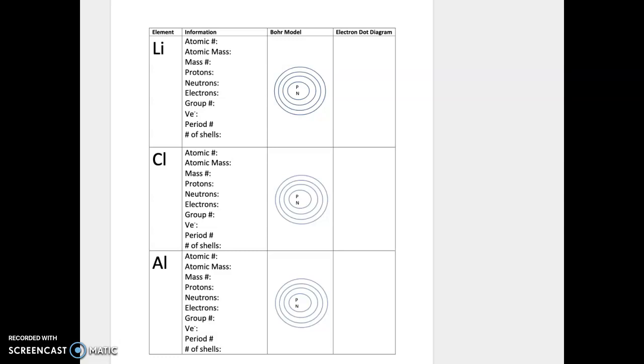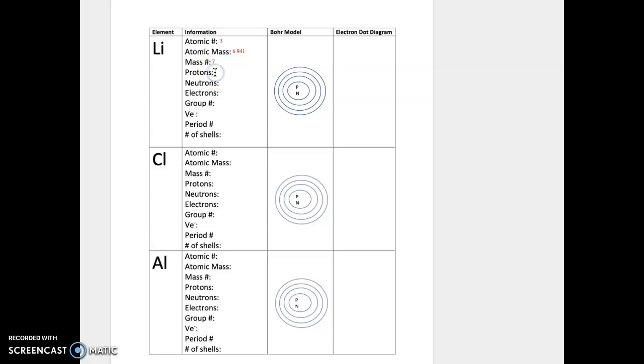All right, so on the first one, Li. On your periodic table, you will see that the atomic number for Li is 3. Your atomic mass for Li is 6.941. We learned that to find the mass number, we can just take the atomic mass and round it to the nearest whole number, and it gives us a very good idea of what the mass number would be. So 6.9, we're going to round that to 7.